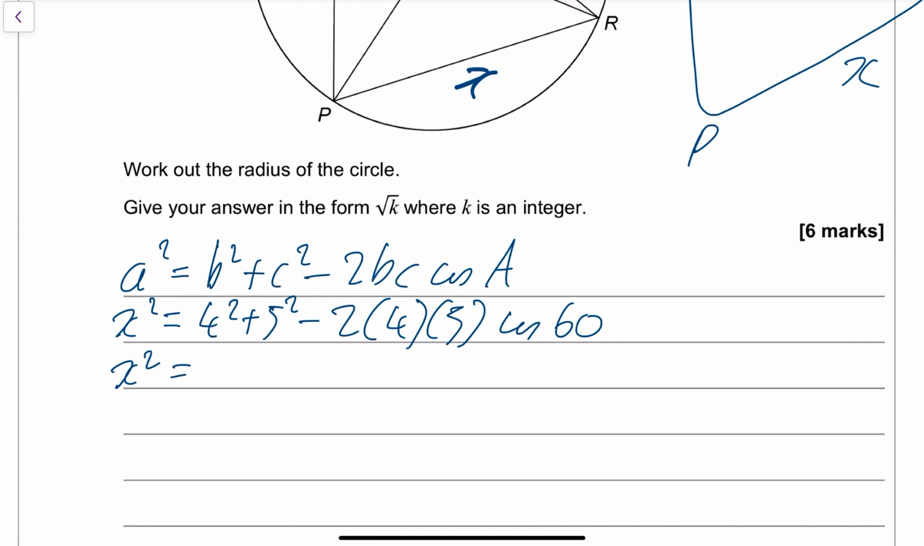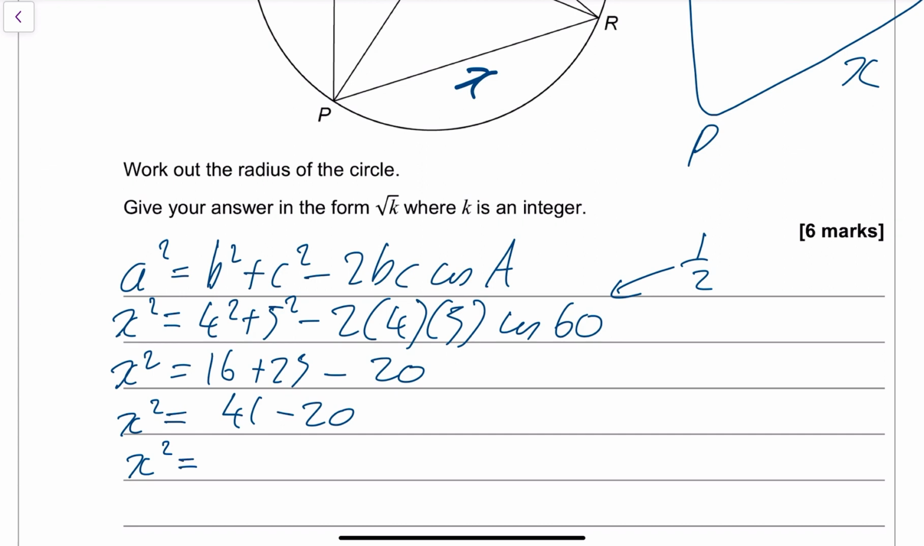So let's just go through this all. It's going to be 4 squared, which is 16, plus 25 minus 2 times 4 times 5 times a half. That will just be 4 times 5, the 2 and the half cancel out. 4 times 5 is 20. So what have you got? X squared equals 16 plus 25. What's 16 plus 25 going to be? It's going to be 41, minus 20. X squared equals 21. X equals the square root of 21.